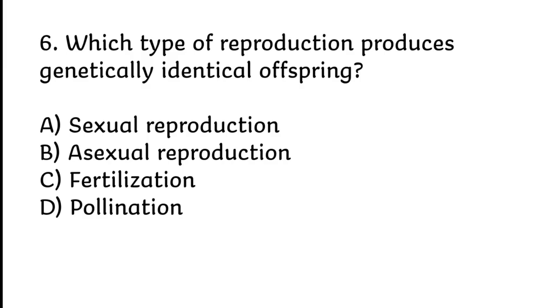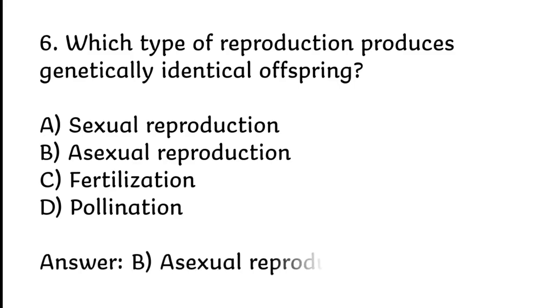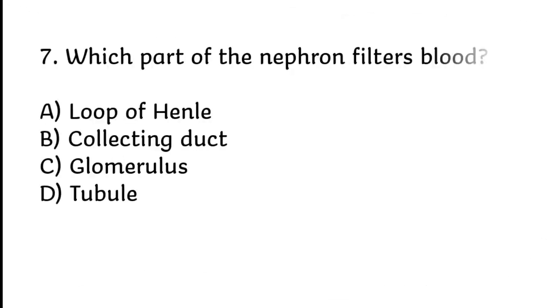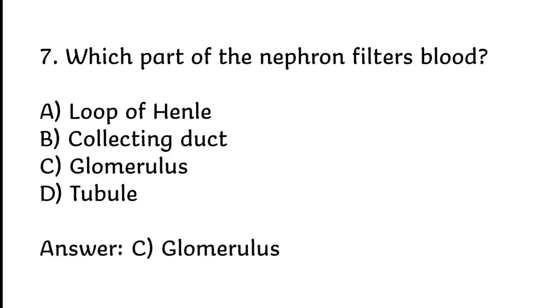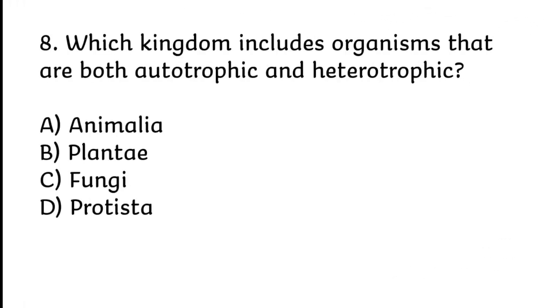Which type of reproduction produces genetically identical offspring? Correct answer is asexual reproduction. Which part of the nephron filters blood? Correct answer is glomerulus. Which kingdom includes organisms that are both autotrophic and heterotrophic? Correct answer is Protista.